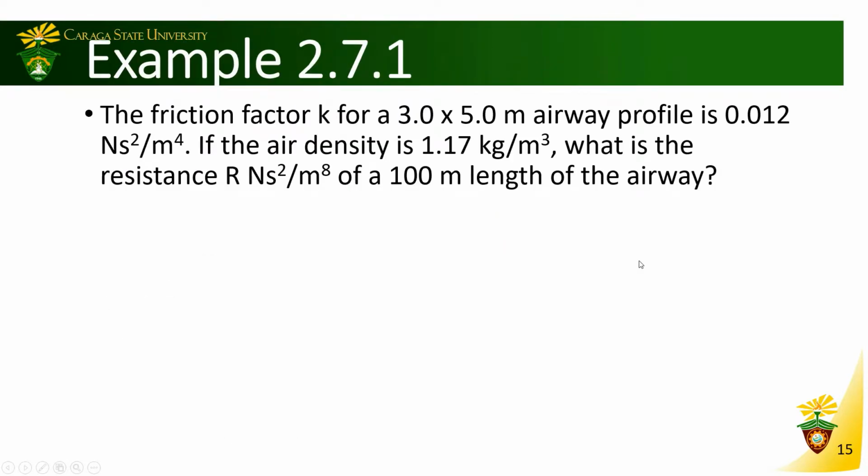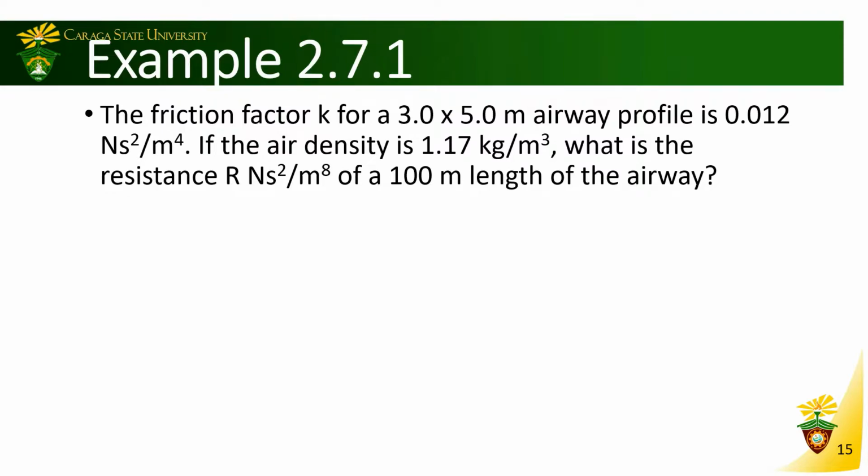So let's proceed. Another example. The friction factor K for a 3 by 5 meter airway profile is 0.012 newton second squared per meter to the fourth. If the air density is 1.17 kilogram per cubic meter, what is the resistance R in newton second squared per meter to the 8th of a 100-meter length of the airway? Okay, so how do we go about computing this one?